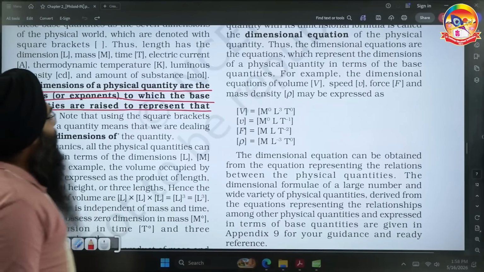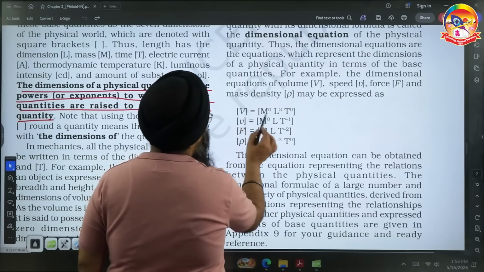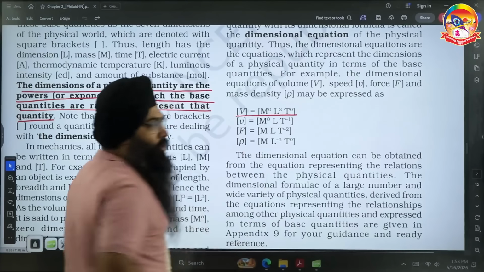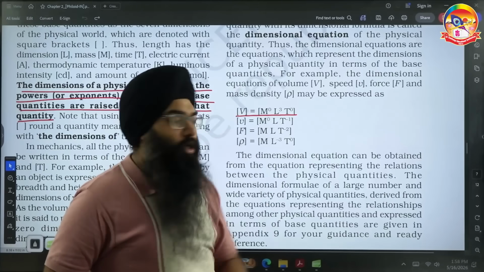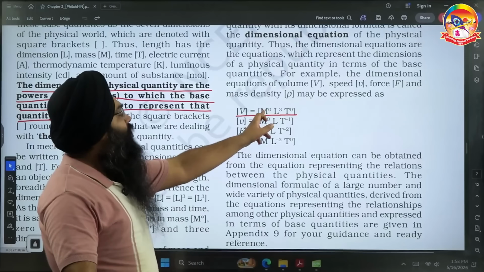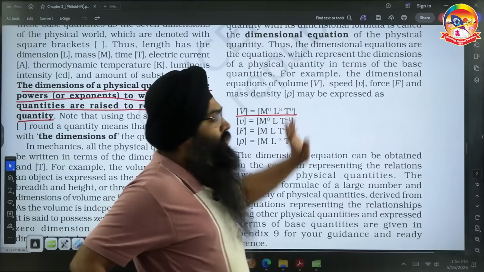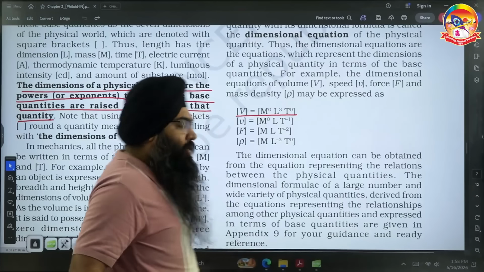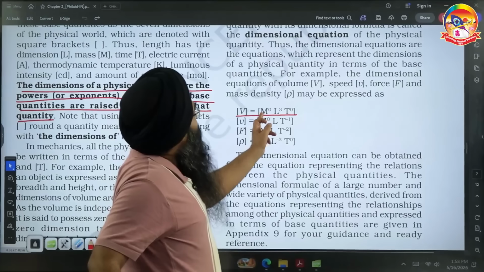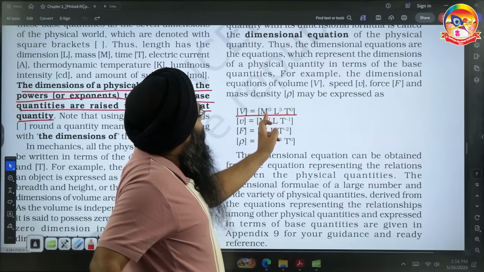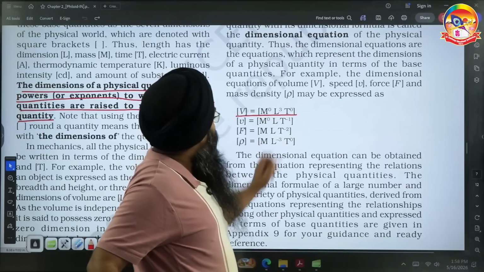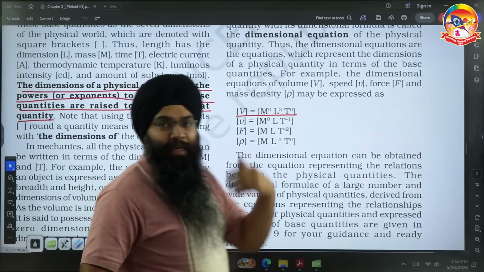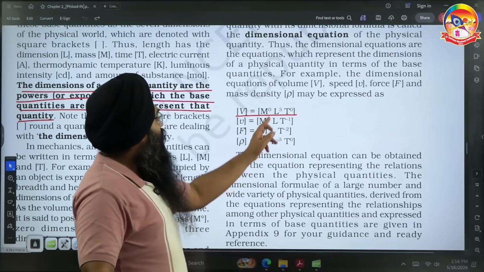Like let us suppose in the example, I have volume. So the volume will be equal to what? Volume is basically length cubed, so it will be L cubed. M is mass, L is length, T is time. Generally we write it in terms of these quantities only, because there is no dimension of mass and time, so we'll write M^0 L^3 T^0. Velocity is basically length upon time, so we'll write M^0 L T^-1.